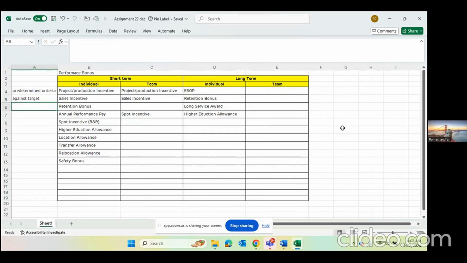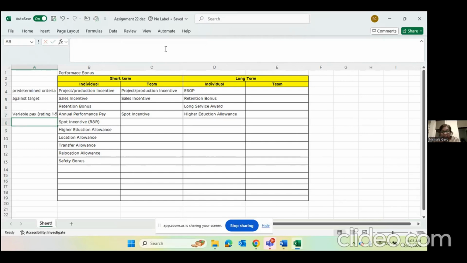Annual performance pay. What is it? Is it a variable pay against the target? Yes, ma'am. During the annual performance management cycle, there is a rating scale of 1 to 5, or 1 to 3, or 1 to 4. You are evaluated based on that rating, and then you are given an annual performance pay.